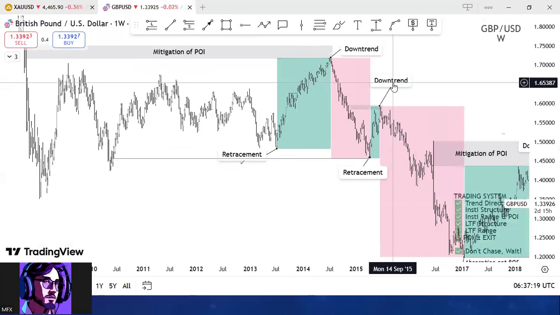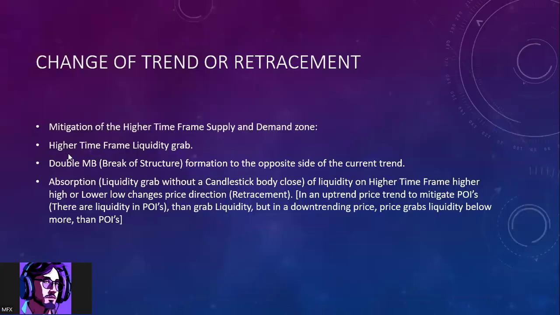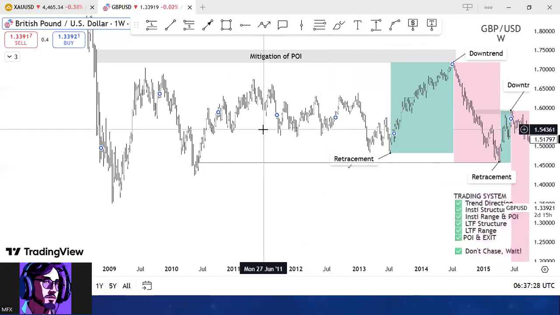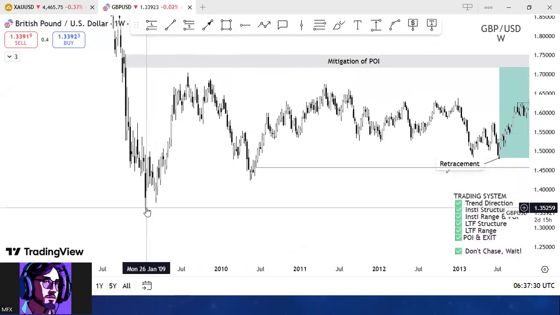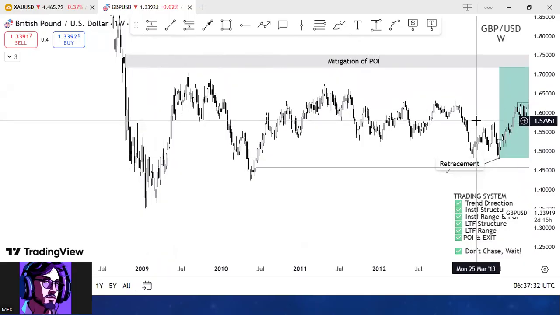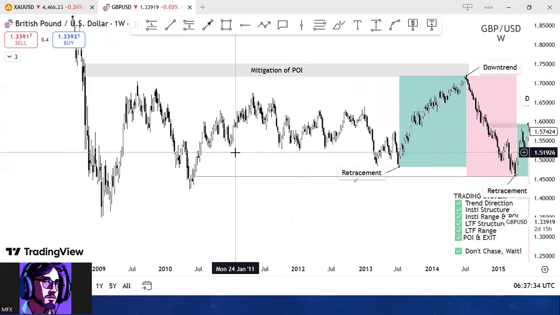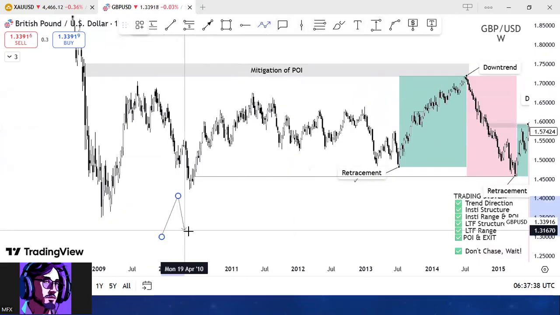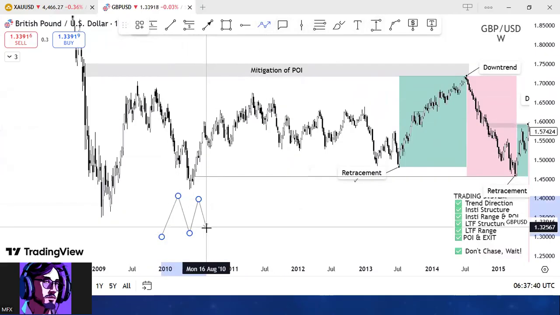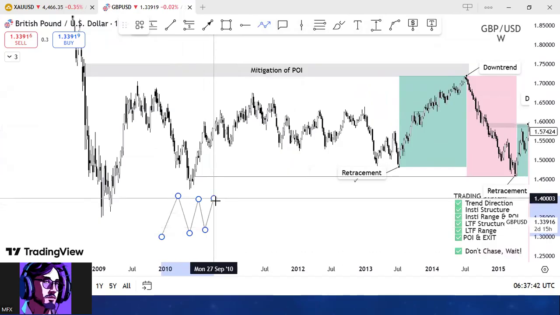If you take a look at our slide, the first we have is mitigation of higher time frame supply or demand zone. And over here you could see that for a good amount of time, we had a ranging market, or a ranging price. A ranging price is simply something that is not creating lower lows or higher highs.